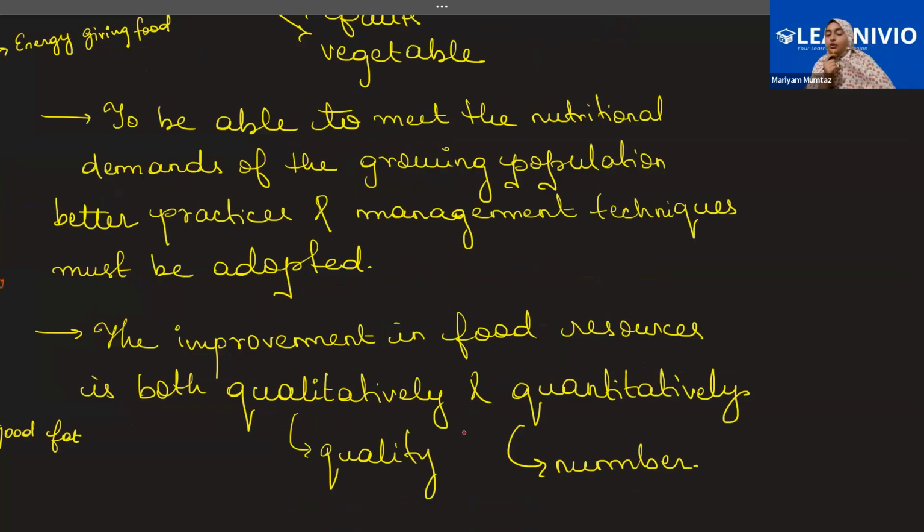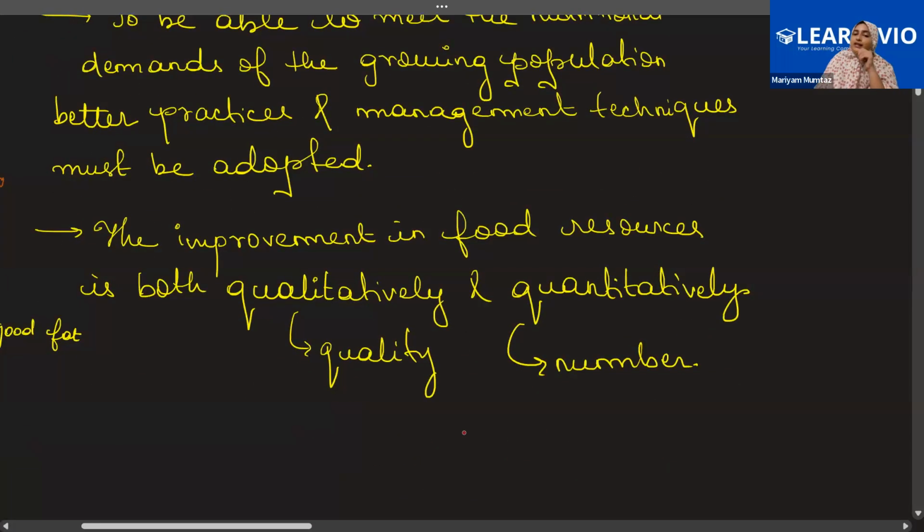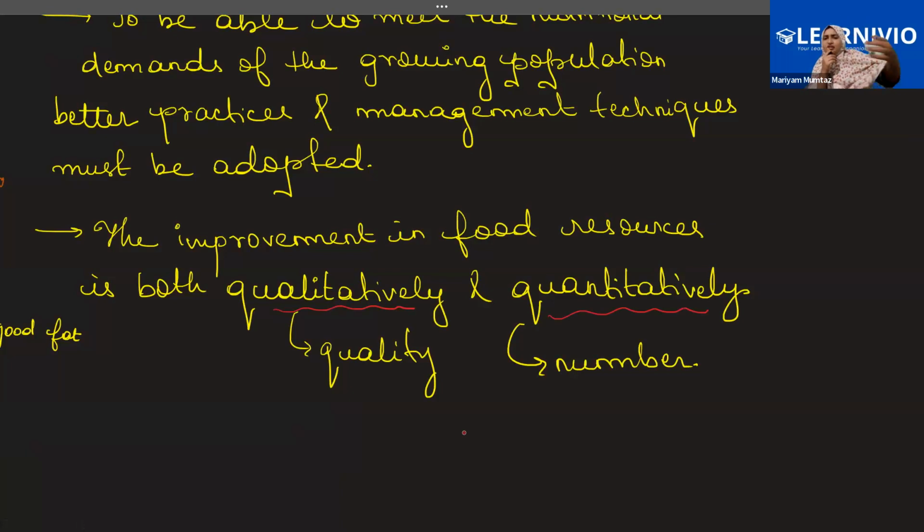Every single thing related to how our food is grown, how can we do better to grow them, all of that. Now, the improvement in the food resource is both qualitative and quantitative. In terms of quantity, the number or the amount, for example, 5 kg, 10 kg, 100 kg, 1000 kg. We need to improve the quantity, meaning the amount of food grain that we get by farming or crop production, and the quality.